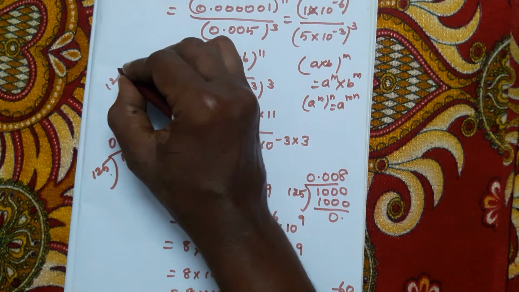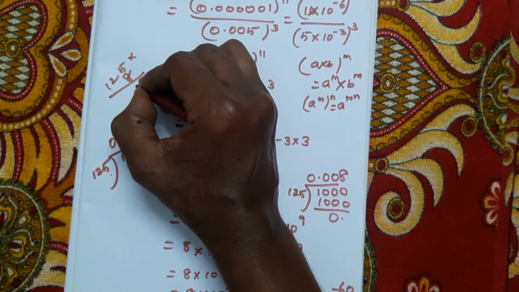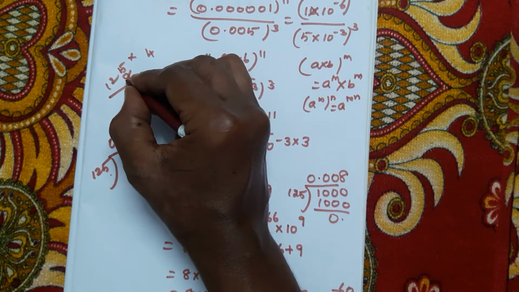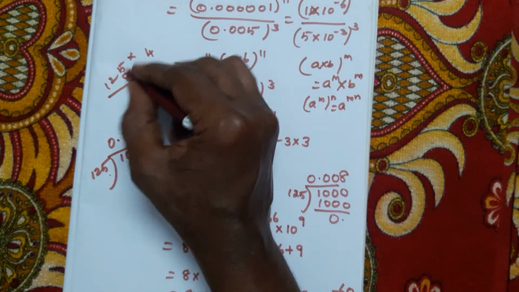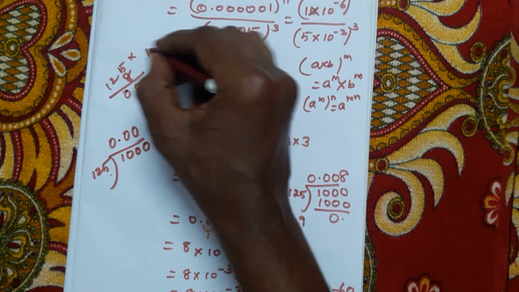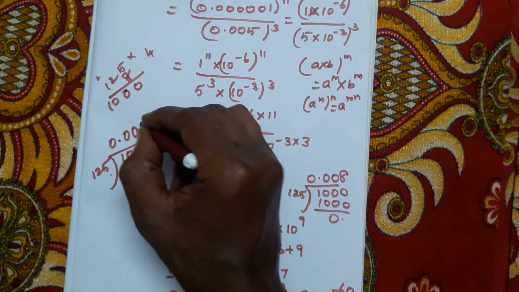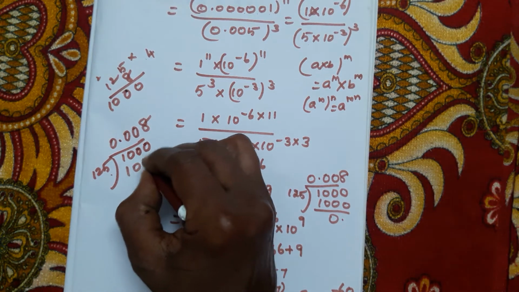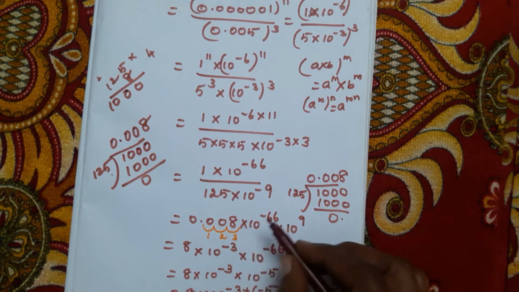Now 125 into 8, what are we getting? 5 8s are 40, 4 balance. 8 2s are 16, 16 plus 4 is 20, 2 balance. 1 8 is 8, 8 plus 2 is 10. It's equal to 8 times 1000. 0 balance. So what is the answer?